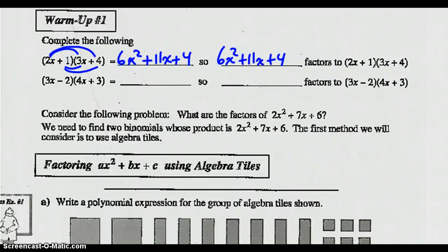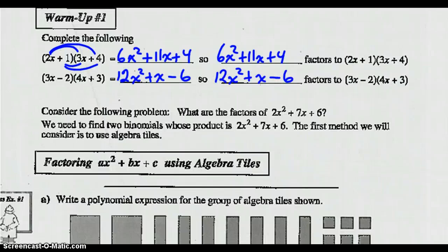You've got to do the next one real quick. Pause this video and do that. So here's what we should have come up with. 3x minus 2 times 4x plus 3 is 12x squared plus x minus 6, or 12x squared plus x minus 6 factors as those two binomials. Notice the a value in both these trinomials is greater than 1. And look at our factors. 2x times 3x gave us 6x squared. 3x times 4x gave us 12x squared.